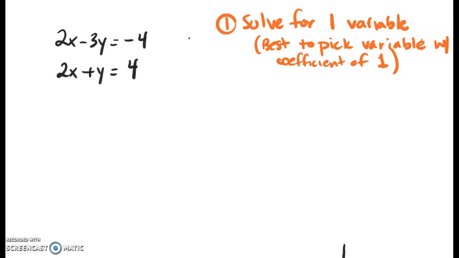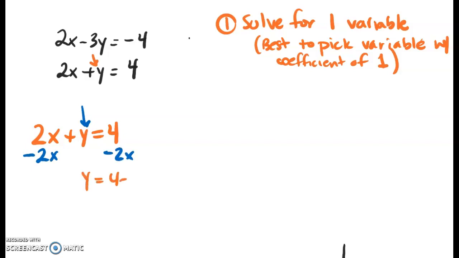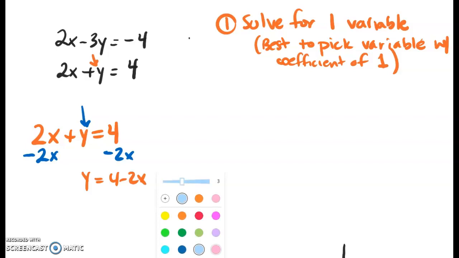So let's do it over here. So I'm going to go to my system. I've got the choice of either of these equations, and I see that this one has a coefficient of 1, this y. So what I'm going to do is I'm going to write this equation, and I'm going to say, all right, let's solve for y. I want to get y by itself. So there's this 2x here, so I'm going to subtract 2x from both sides, and I have y is equal to 4 minus 2x.